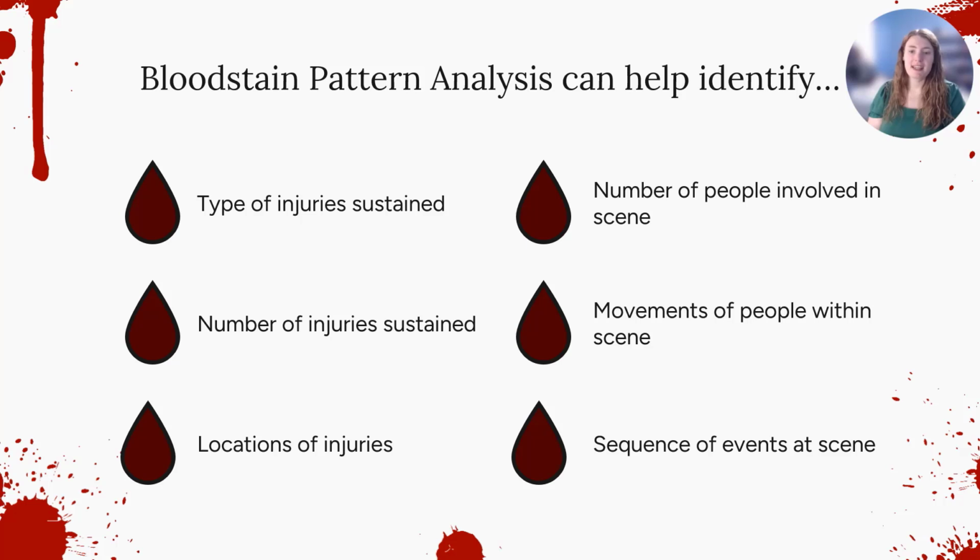BPA can help investigators identify the type of injury sustained during an attack, as well as the minimum number of injuries sustained. BPA can also provide us with location information, including where each injury took place and where the victim and the offender were standing during the attack. BPA can also provide us information about other people in the scene. And finally, in addition to helping investigators recreate the attack itself, BPA is also helpful for determining post-attack movement of both the suspect and the victim within the crime scene.